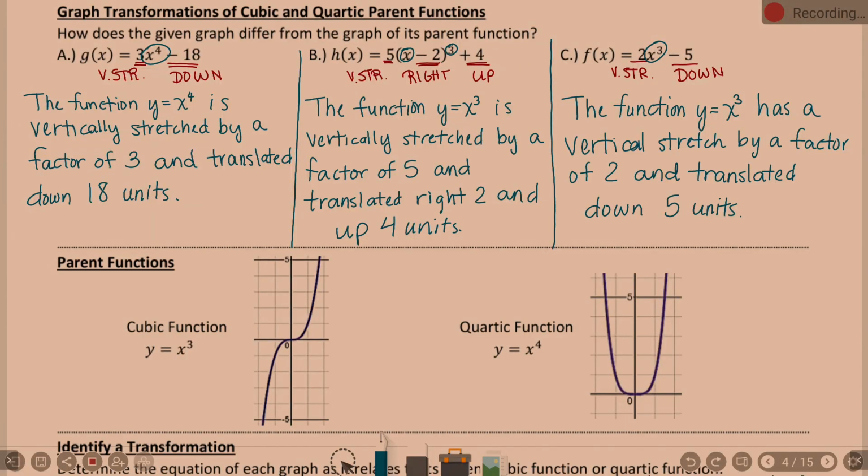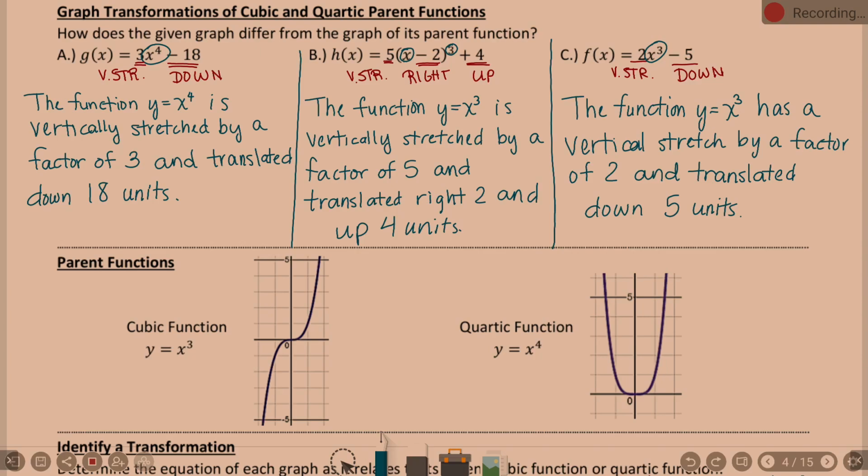On the back page of 3.7, we've mostly completed that top row. And remember, we had just looked at this: a number added or subtracted at the end is up or down, the direction of the sign. A number added or subtracted in the parentheses is left or right, opposite the sign.